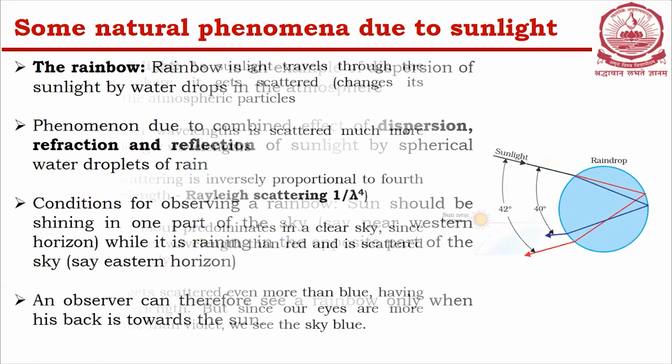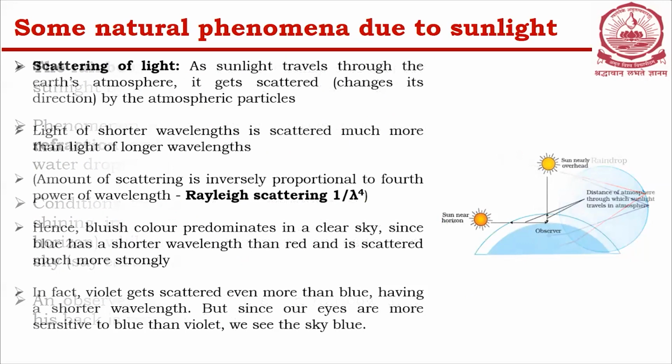Similarly, there are other things also. Scattering of light: there is something called Rayleigh scattering and Raman scattering. There are two types of scattering. At your level, only Rayleigh scattering is important. Rayleigh scattering is inversely proportional to the fourth power of the wavelength. So light of shorter wavelengths is scattered much more than light of longer wavelengths. That's what you have seen before.